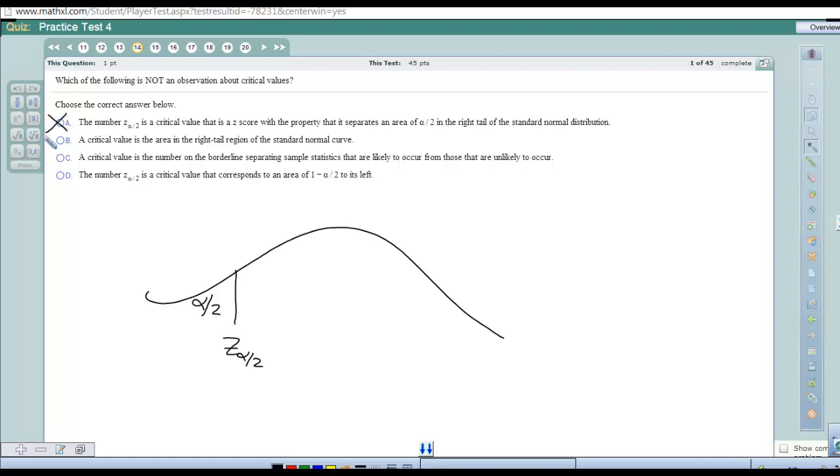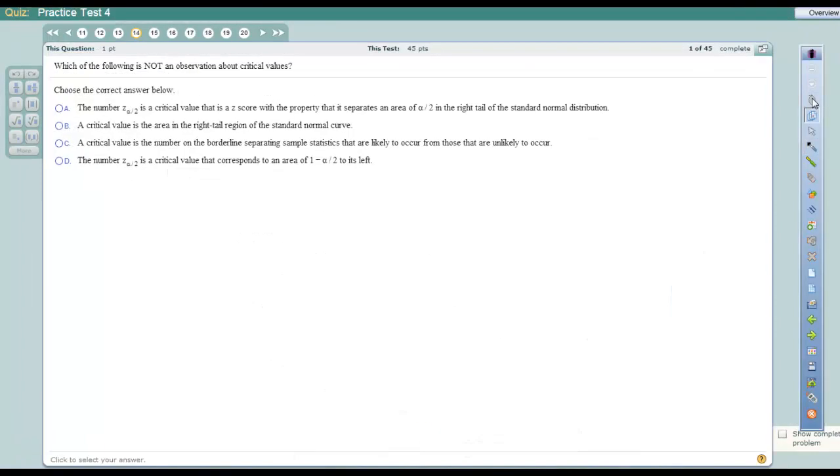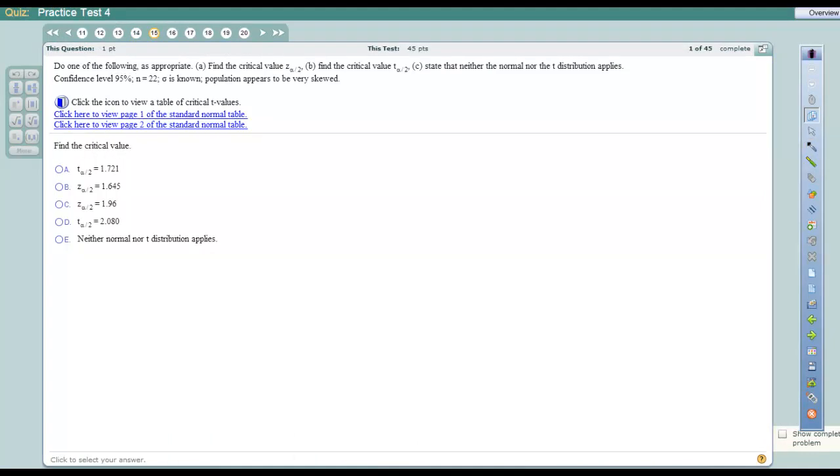All right. Because the area has to be to the left. Okay. That's just something good for understanding. I won't ask you a question like that on the test exactly, but I do think that's something that you need to know. When we talk about Z, whatever that subscript alpha is, that should be area to the left of that Z.